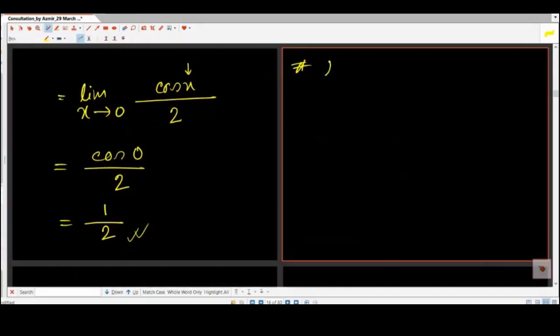So let's solve. Limit of e to the x negative 1 over sine x when x approaches to 0.